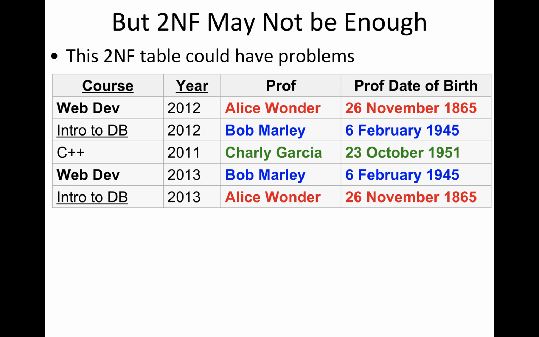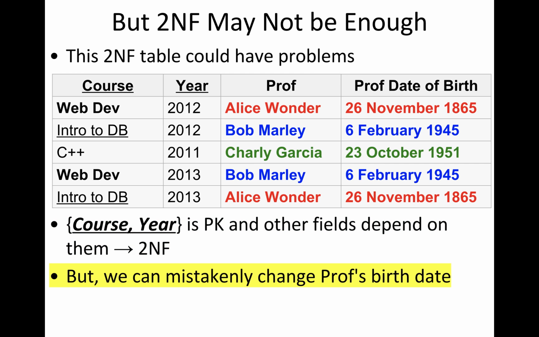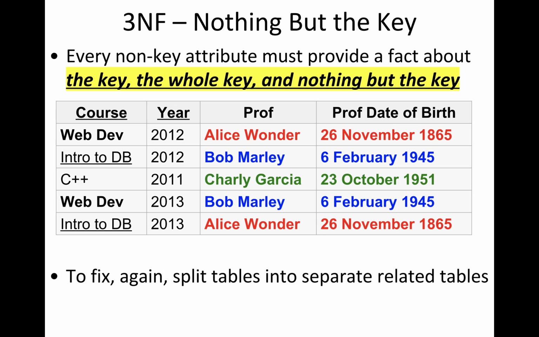You need to find these dependencies, because when there is a dependency between fields, it's a hint that there might be redundancy, and you run into the risk of inconsistency. So course and the year are the primary key, and other fields depend on them. The other fields depend on the primary key, so it's in second normal form. But we can mistakenly change the professor's birth date, so we need to fix the third normal form.